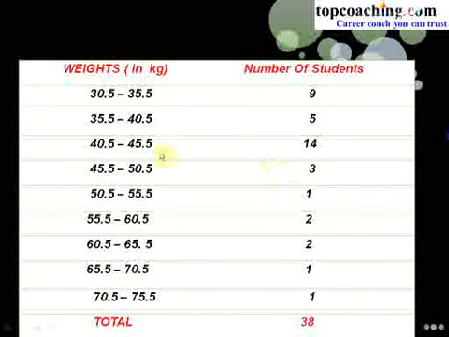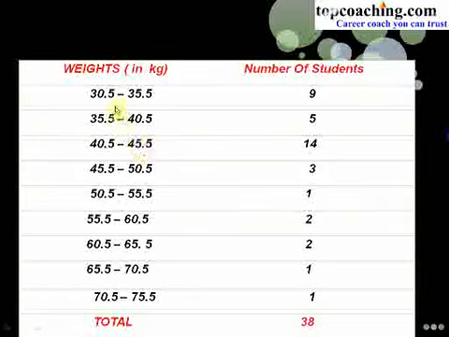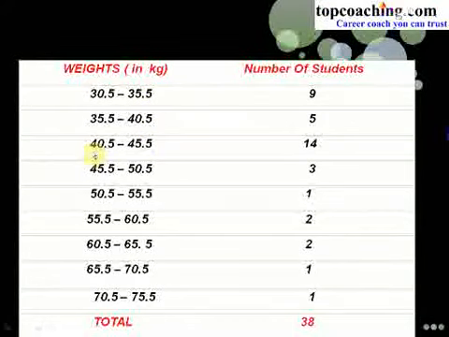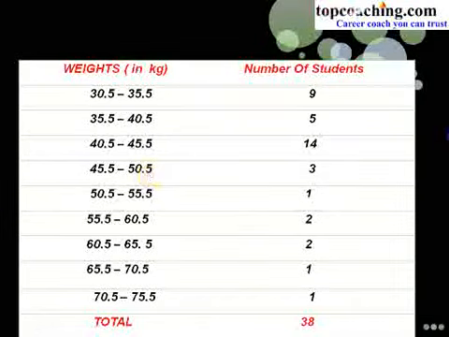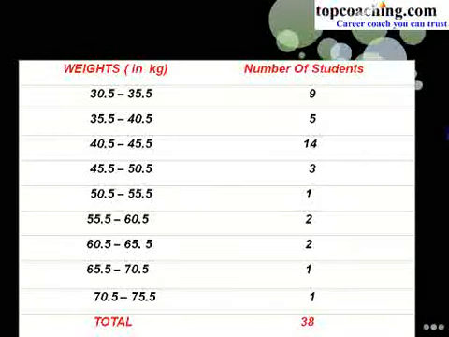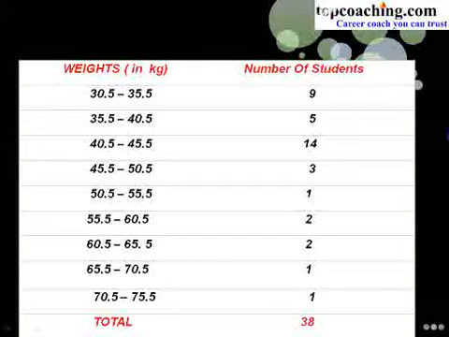If it is considered in both the classes, then it will be counted twice. So by convention, we consider 35.5 in the class 35.5 to 40.5, but not in 30.5 to 35.5. Similarly, 40.5 is considered in 40.5 to 45.5, but not in 35.5 to 40.5. So the new weights 35.5 kg and 40.5 kg would be included in 35.5 to 40.5 and 40.5 to 45.5 respectively. Now with these assumptions, the new frequency distribution table will be like this.